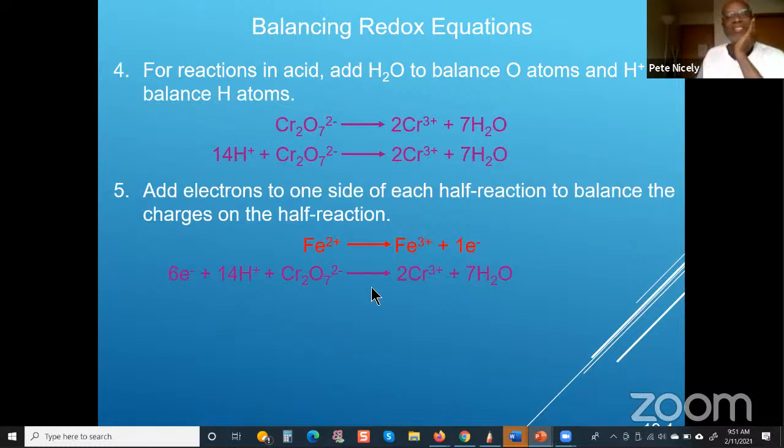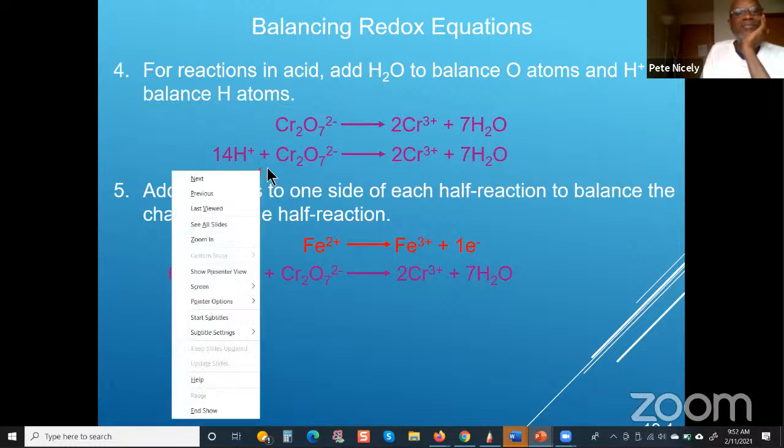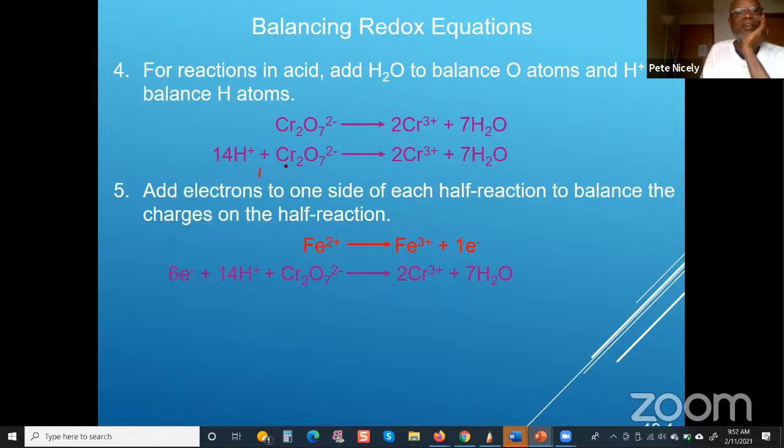So for the second half equation, remember I said, let me use this right down here. Remember I said that there's a total of plus 12 charges on this side, and plus 6 charges on this side, right? So the charges are unbalanced. There's a charge imbalance here.